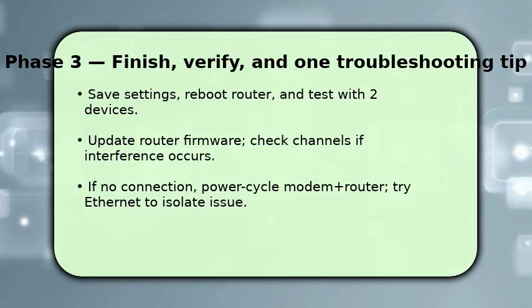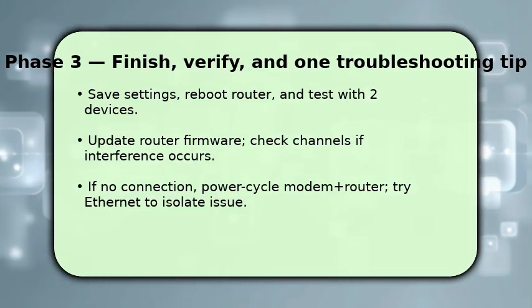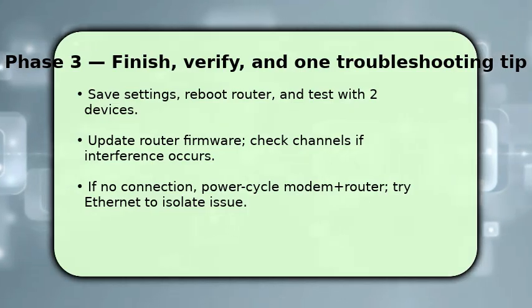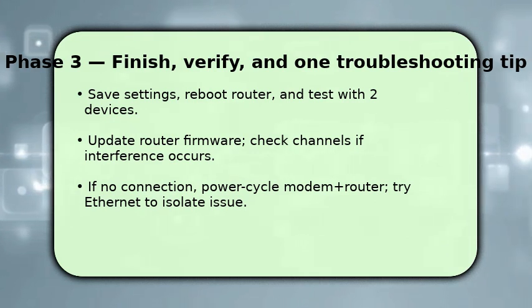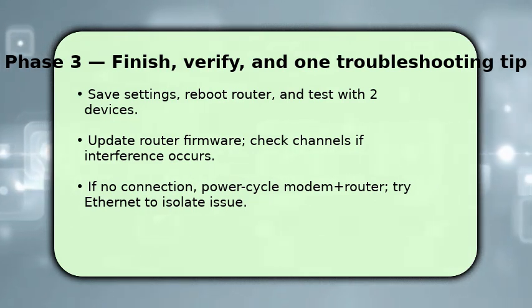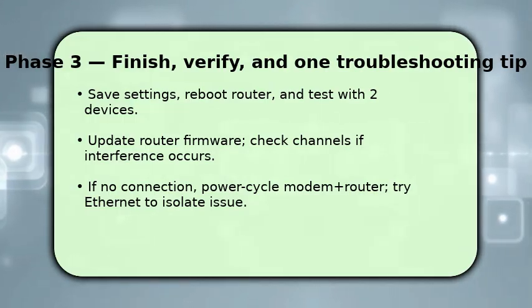If speed or stability is poor, change wireless channels to avoid interference, move the router, or enable QoS for important devices. If you see no internet, power cycle the modem and router together, and plug a laptop in by Ethernet to determine whether the problem is WAN or Wi-Fi.